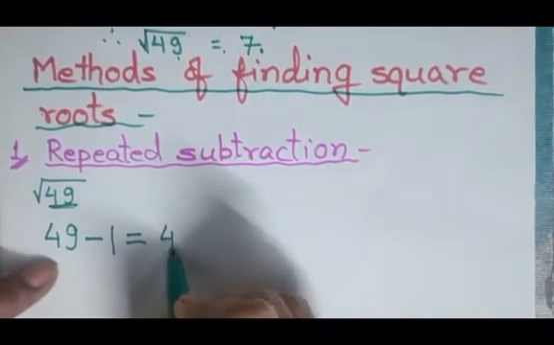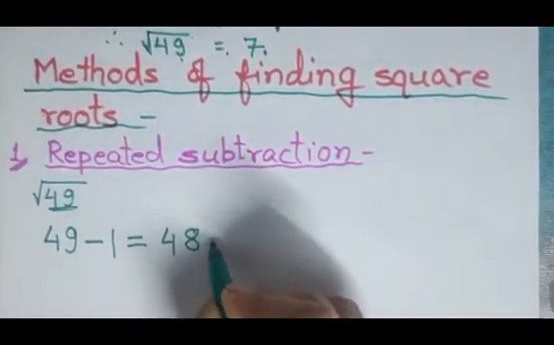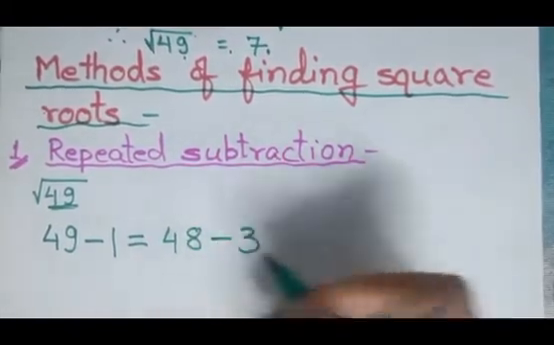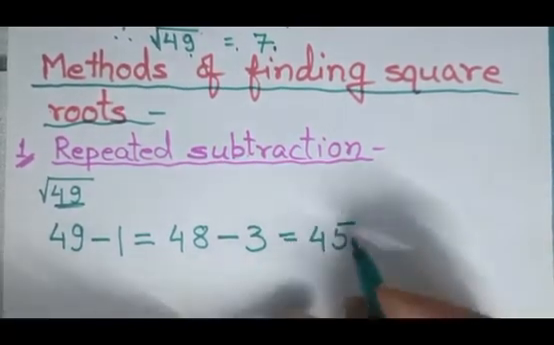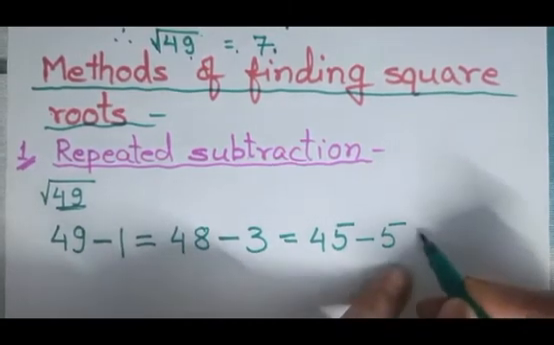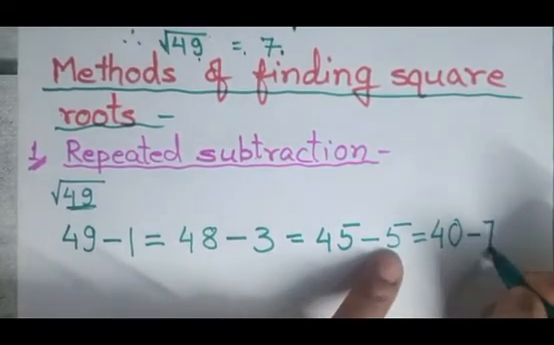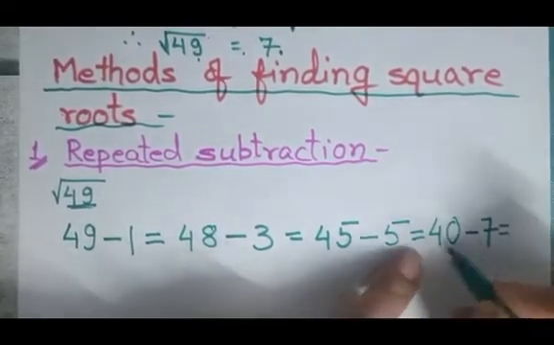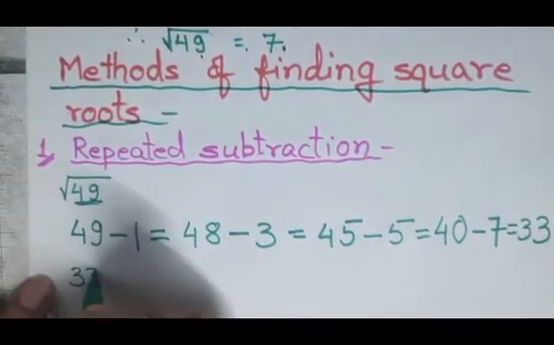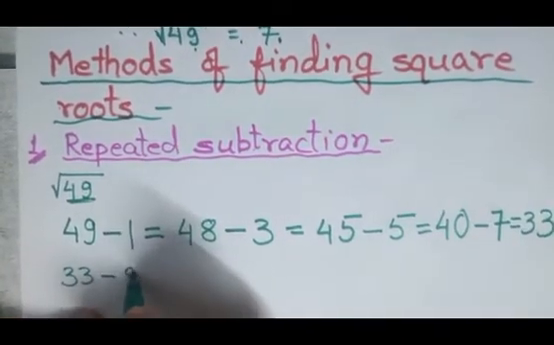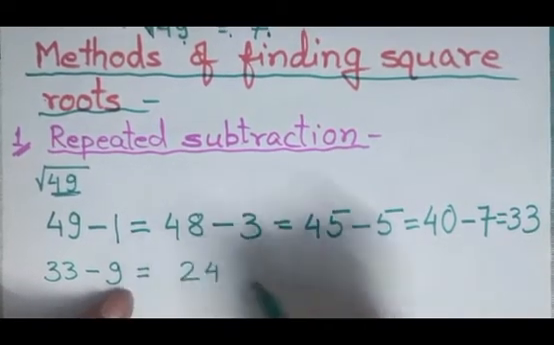It will give you 48. Now, the next odd number is 3. We will subtract 3 from 48. It will give you 45. The next odd number is 5. We will subtract 5 and we will get 40. The next number is 7. We will have 40 minus 7 is 33. Now taking 33, the next odd number we have is 9. Here we are getting 24.